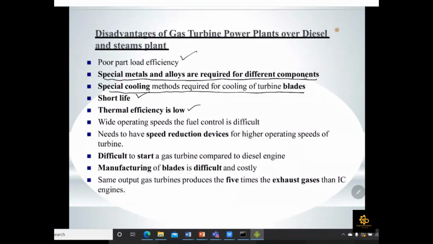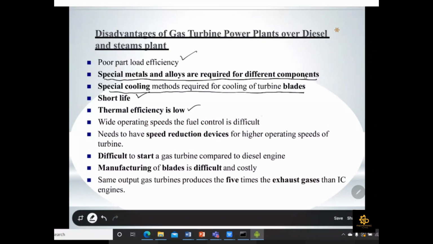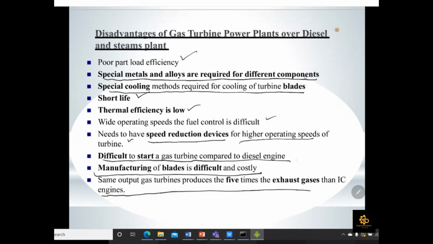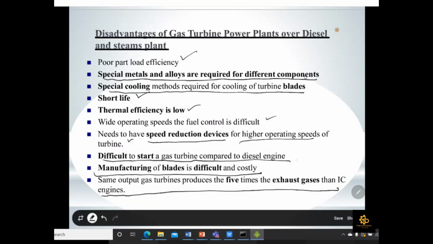Thermal efficiency is low, wide operating speed. The fuel control is difficult. We need speed reduction devices for the higher operating speed of the turbine, and it is difficult to start the gas turbine compared to a diesel engine. Manufacturing of the blades is difficult and costly, and for the same output a gas turbine produces 5 times the exhaust gases of an internal combustion engine. So these are some disadvantages of the gas turbine power plants.